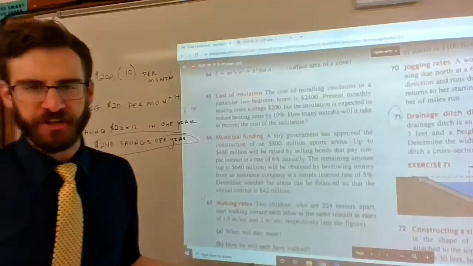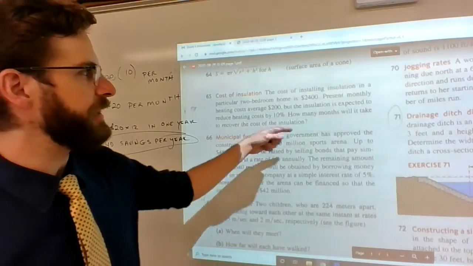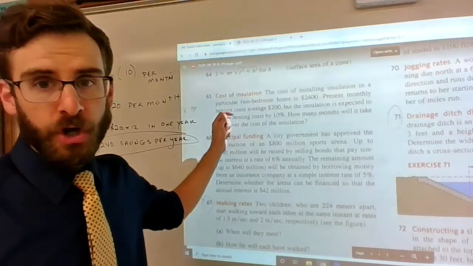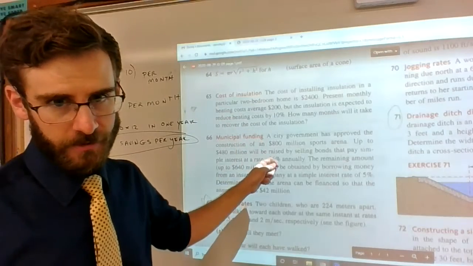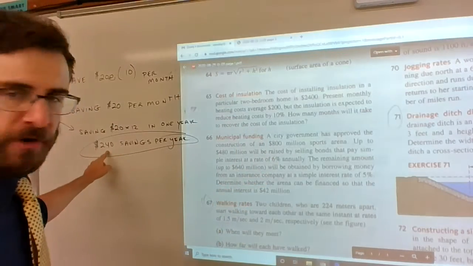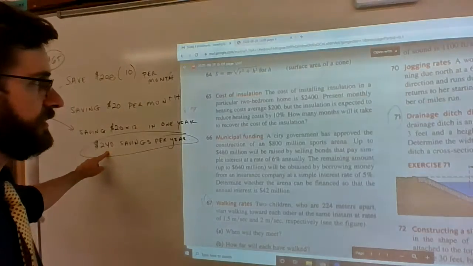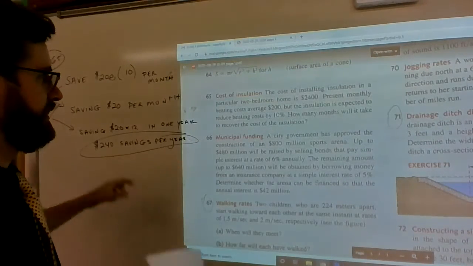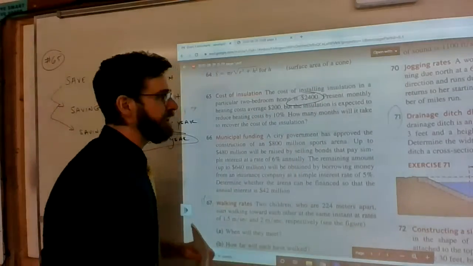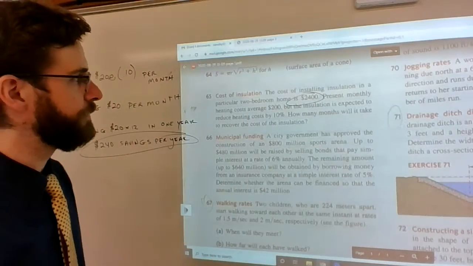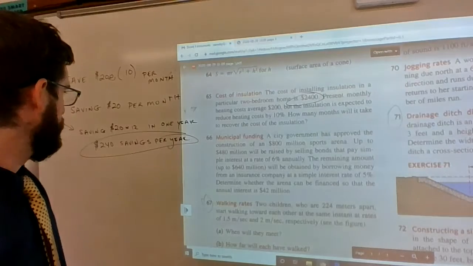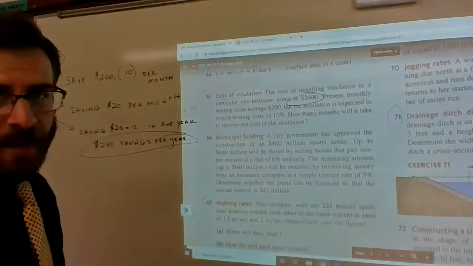Now, that's not the question they're asking. The question they're asking is how many months will it take to recover the cost of the insulation? So currently we would save $240 per year on our heating bill if we actually installed the insulation. The insulation costs $2,400 to install. So how many months? Well, this is how much money you'll get back in a year.